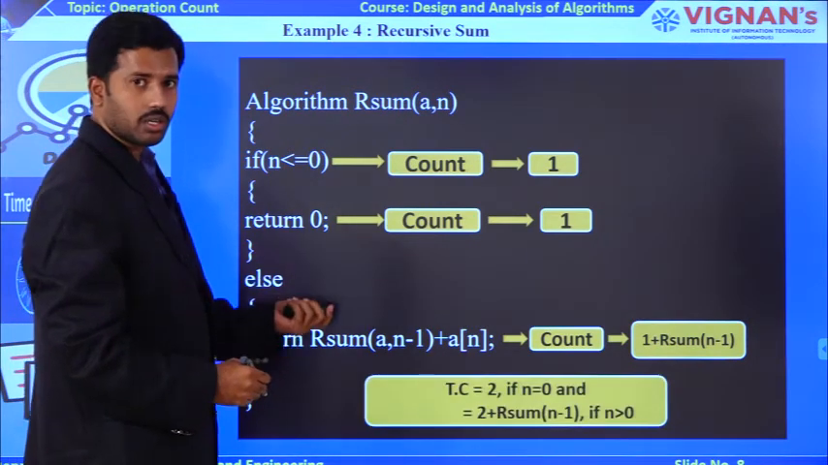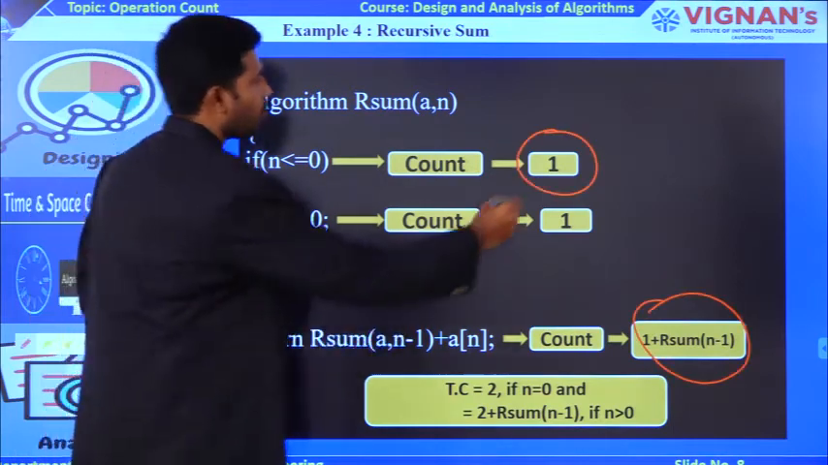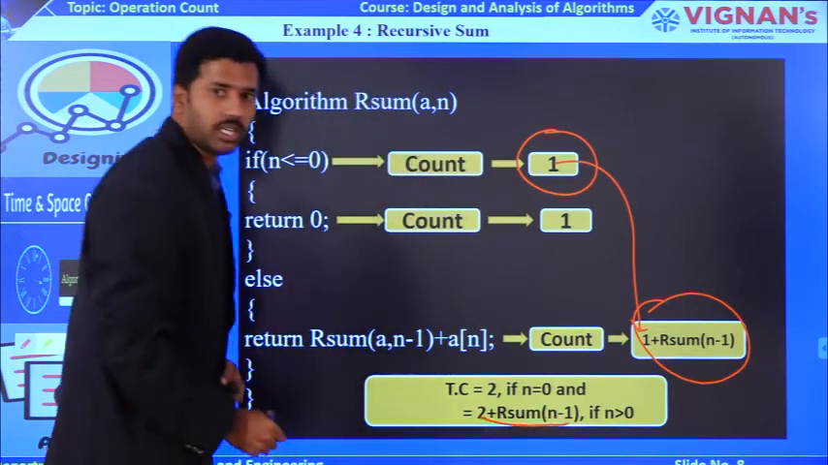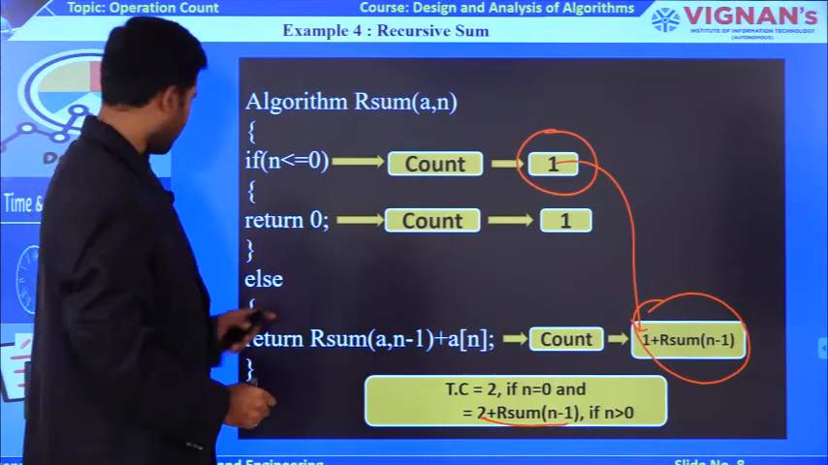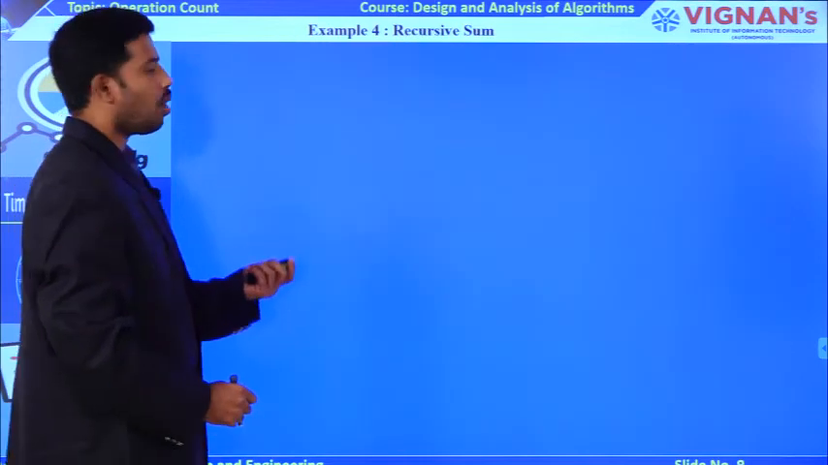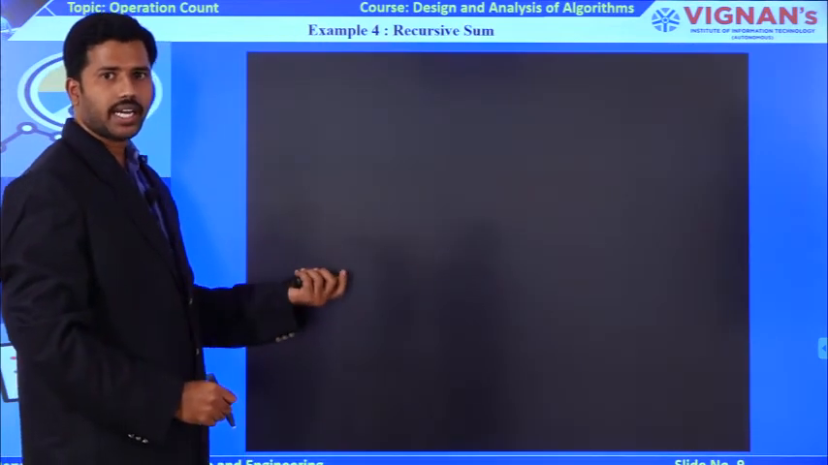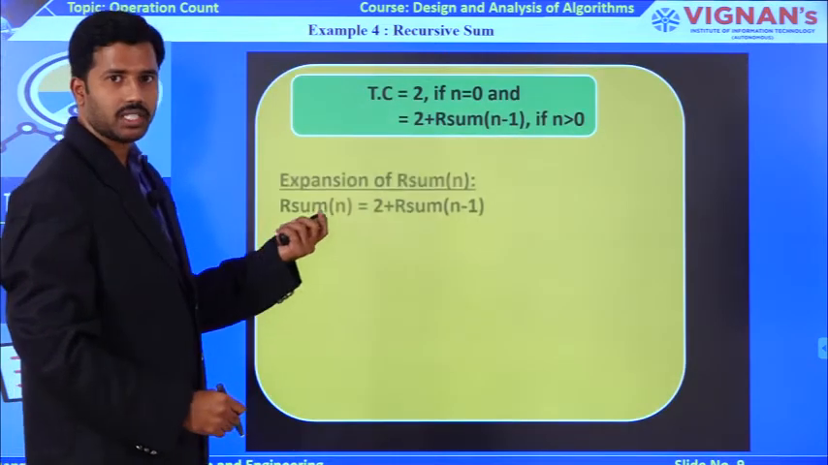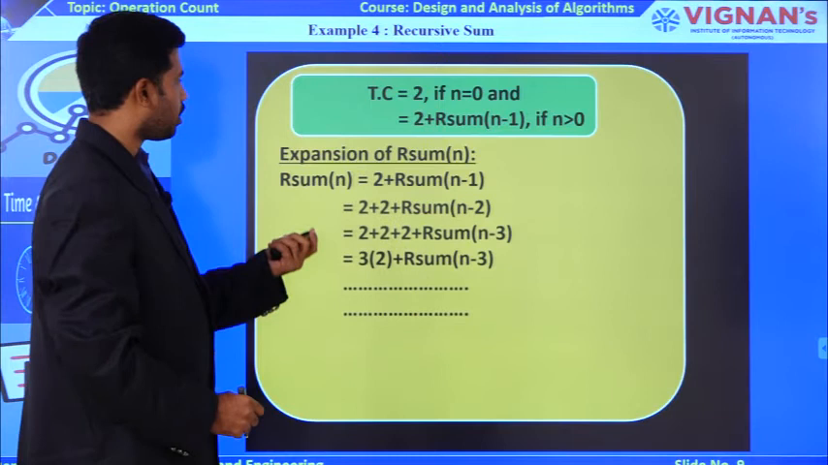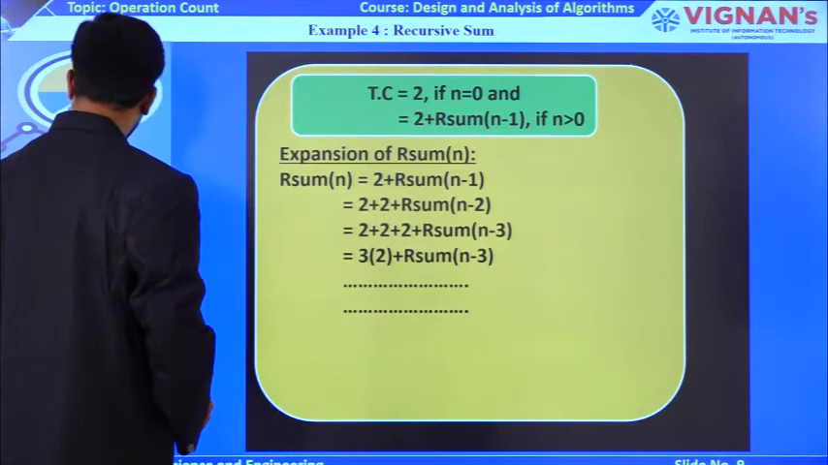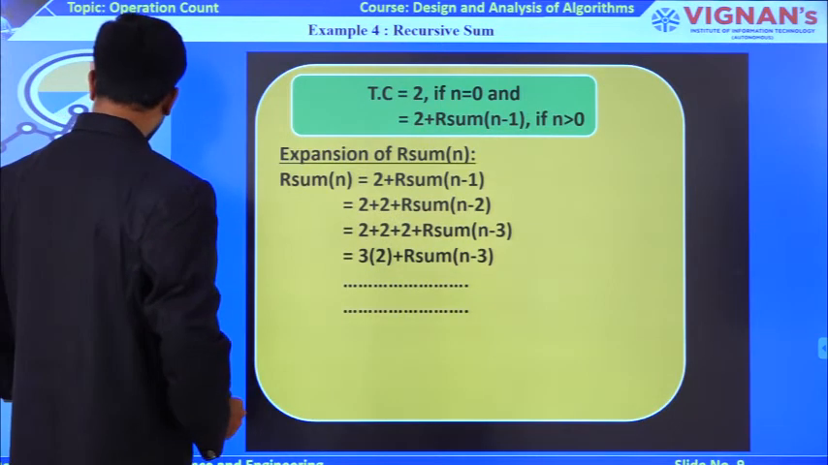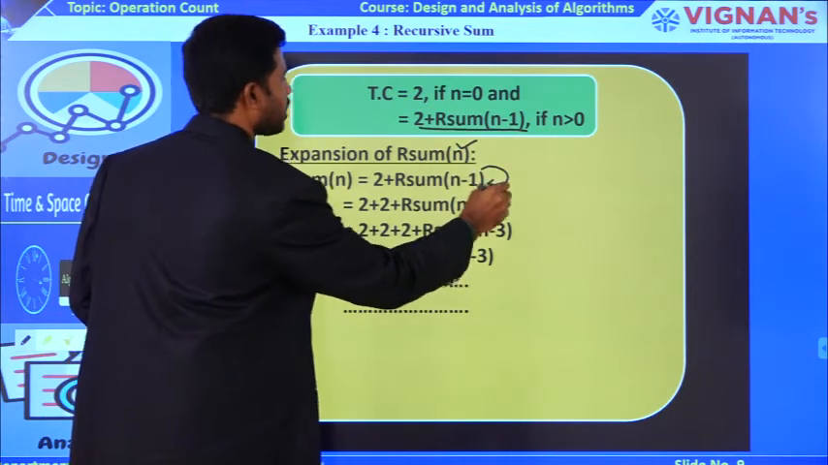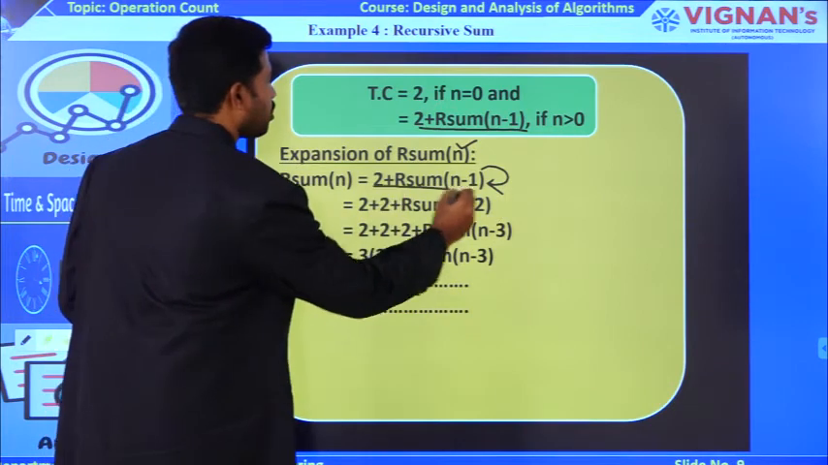Now we try to focus on the total time complexity. So 1 plus 1 is 2. So that's why here the time complexity is 2 plus recursive sum with the parameter n minus 1. Now let's focus on how to get the time complexity for the second case, which is going to be 2 plus recursive sum of n minus 1. You try to expand this equation to get the total time complexity. If you observe this expansion, for the second case the n parameter value will be reduced to n minus 1. So this is going to be the total time complexity.